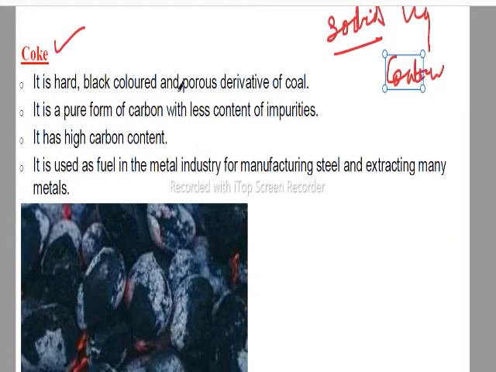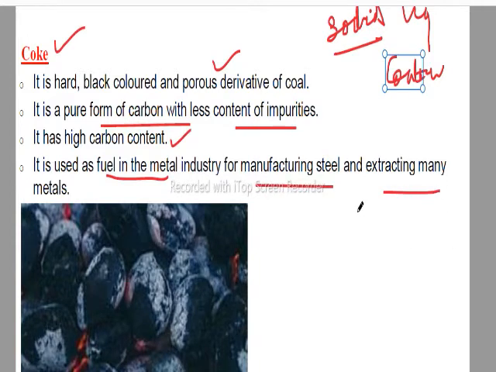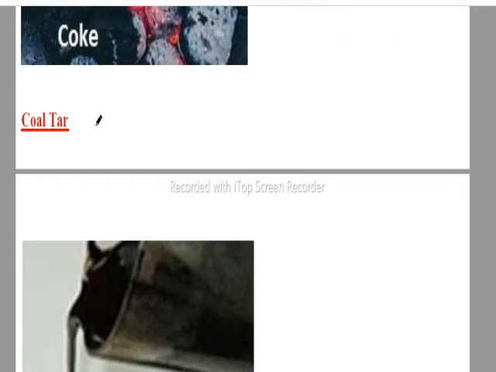Coke, the property of coke, here it is a hard, black colored and porous derivative of coal. It is a pure form of carbon with less content of impurities. It has high carbon content. It is used as a fuel in the metal industry for manufacturing steel and extracting many metals. Extracting many metals means metals are not present in the free state, they are present in the form of ore. So from the ore we need to extract the metal, and in this process coke is used.